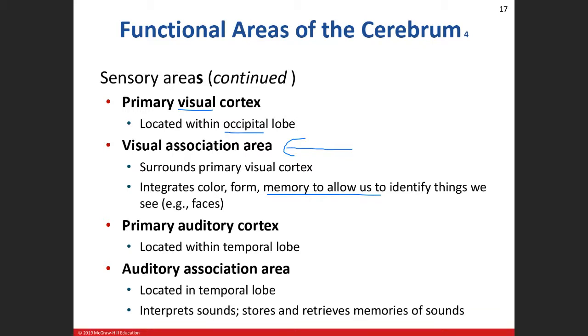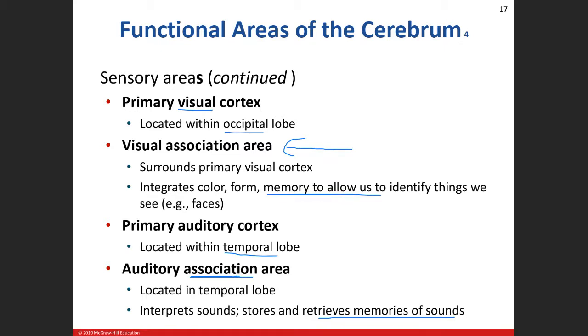Okay, similar with auditory. That's found in the temporal lobe. So when you hear a song for the very first time, you're going to stimulate the primary auditory cortex. When you hear it for the second time, or third or fourth time, then you can recognize the tune, because you're retrieving those memories of those sounds there. These association areas are always going to be in close proximity to the primary whatever area, okay?